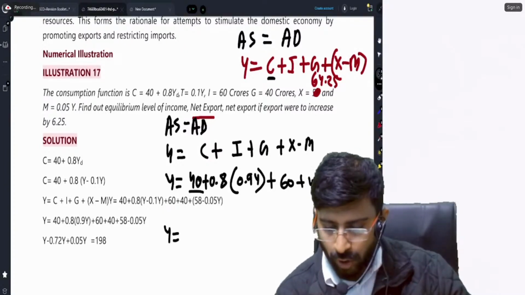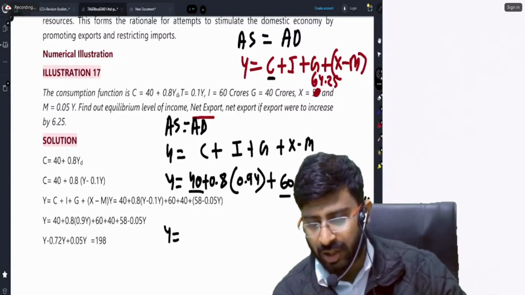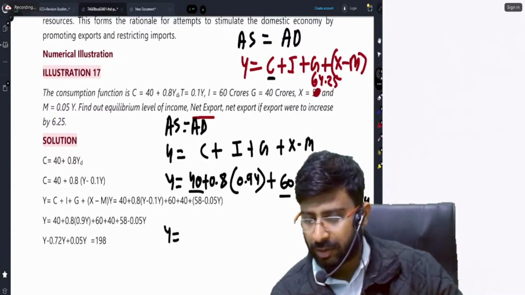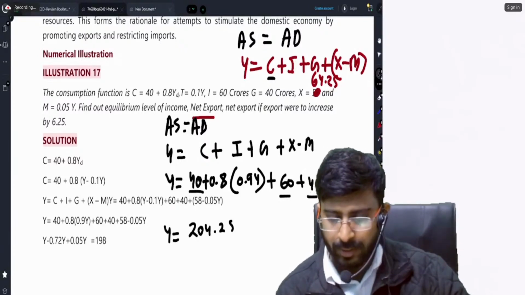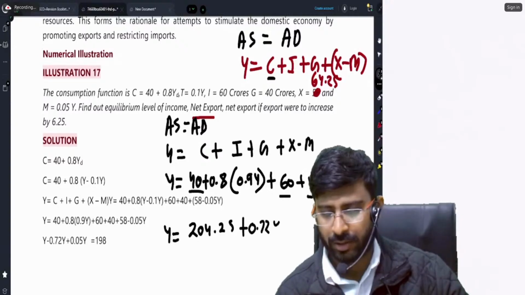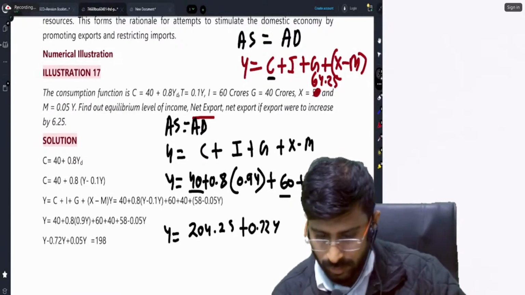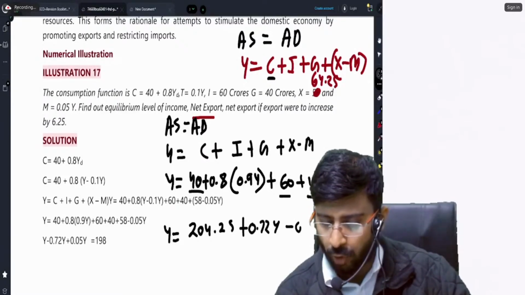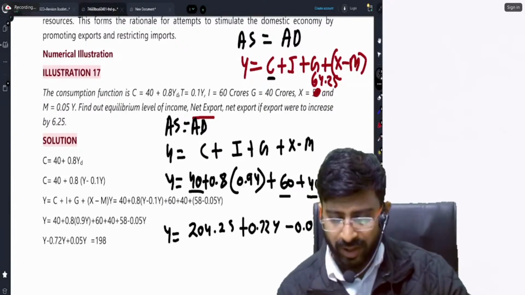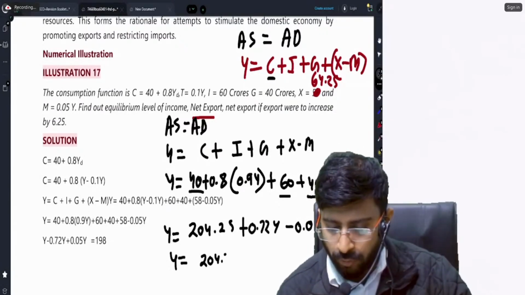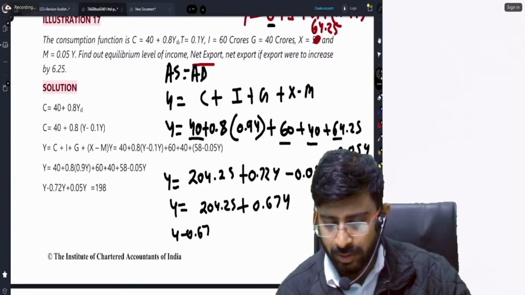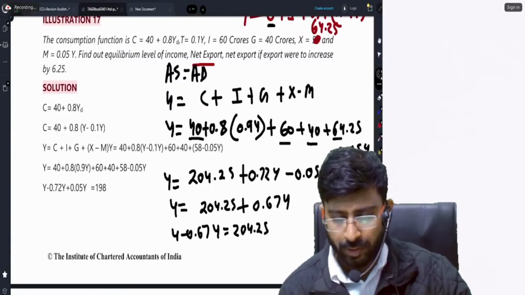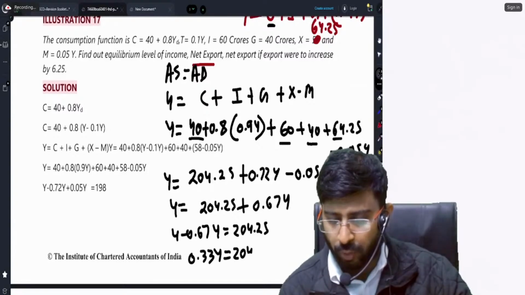Friends, if you solve it, 40, 60 is 100, 140 is 140. 140 plus 64.25 is 204.25. Okay. Plus 0.8 into 0.9 is 0.72Y, minus 0.05Y. So everyone, it would become 204.25 plus 0.67Y. So it comes here. So 0.33Y equals to 204.25.